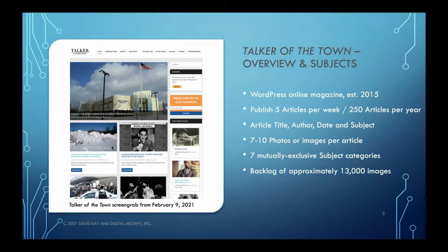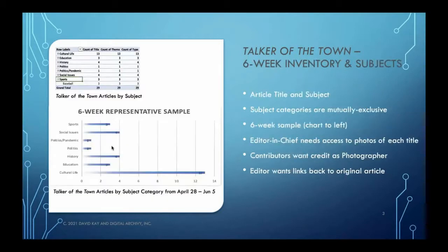by the titles. So what we helped the editor-in-chief to do was to create a schema and an inventory of articles that they had published over a certain time period. We suggested that we work on a 6-week inventory, and with the help of the Talker editor-in-chief, we were able to create an inventory of about 30 articles and about 300 images. And you can see here the breakdown by the subject category.